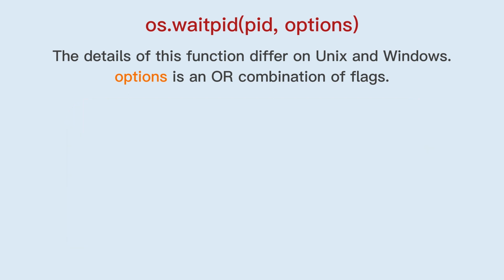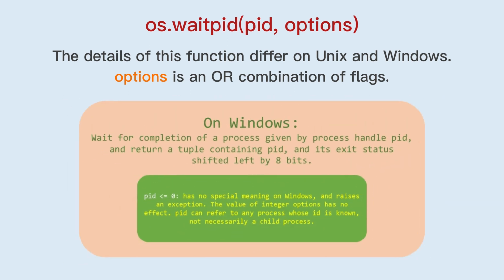On Windows, wait for completion of a process given by process handle pid, and return a tuple containing pid and its exit status shifted left by 8 bits. A pid less than or equal to 0 has no special meaning on Windows, and raises an exception. The value of integer options has no effect. pid can refer to any process whose ID is known, not necessarily a child process.